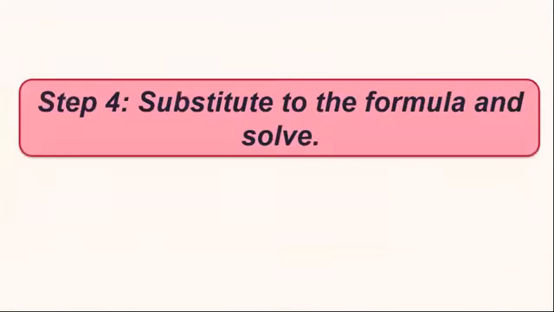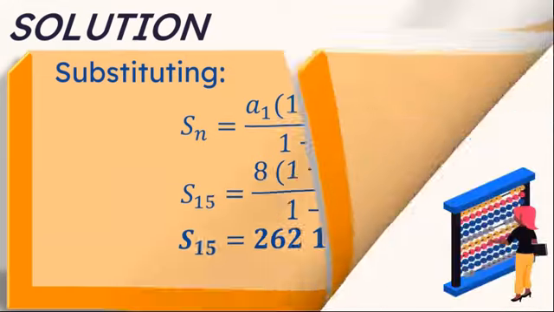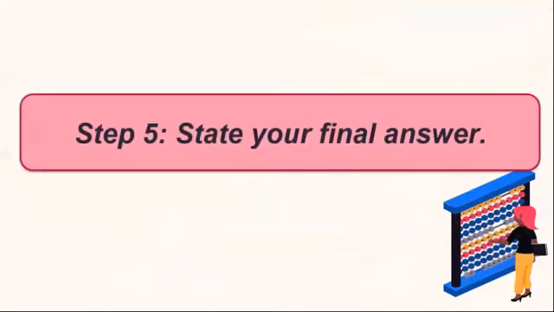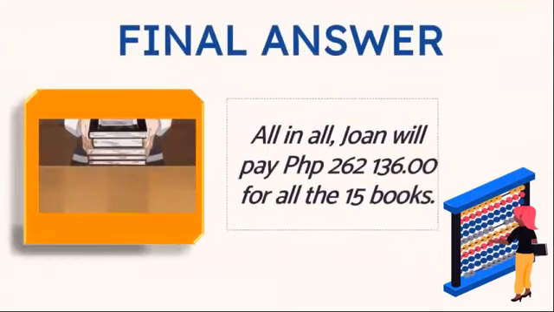For our fourth step, we are going to substitute to the formula and then simplify. By substitution, S sub 15 is equal to 8 times 1 minus 2 raised to 15, all over 1 minus 2. After solving, we arrive at an answer of 262,136 pesos. For our final step, we state our final answer. All in all, Joanne will pay 262,136 pesos for all the 15 books.